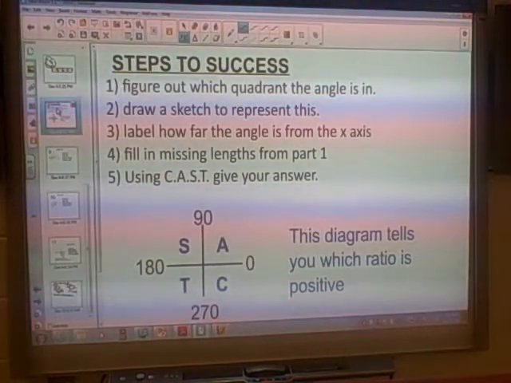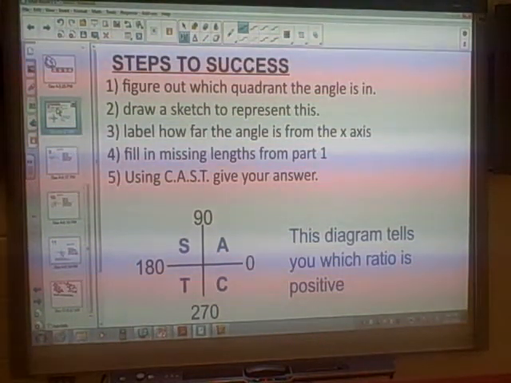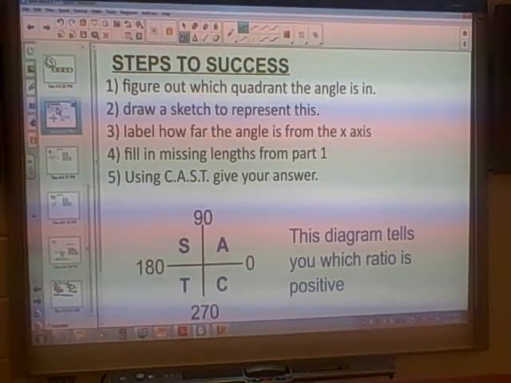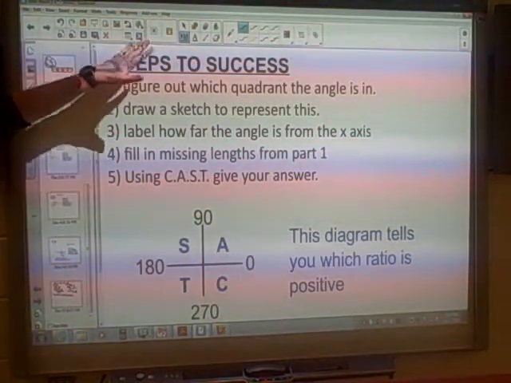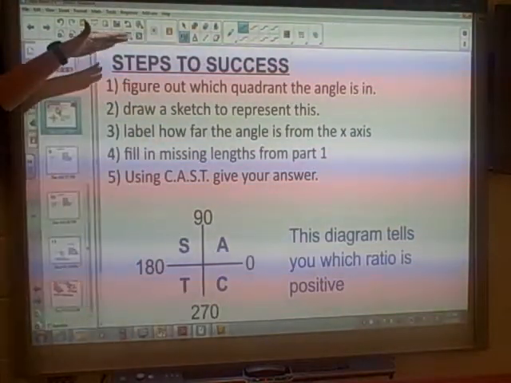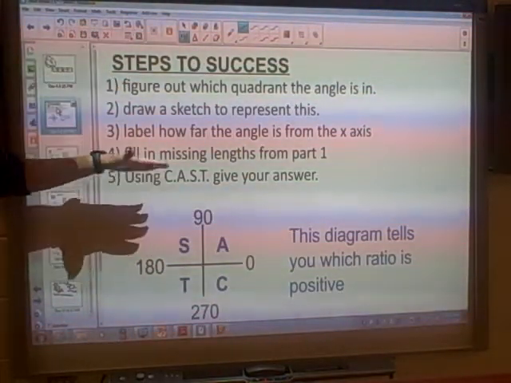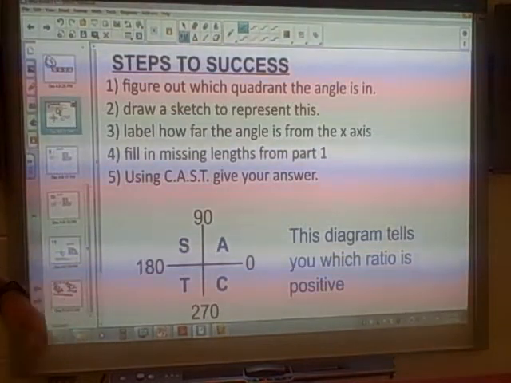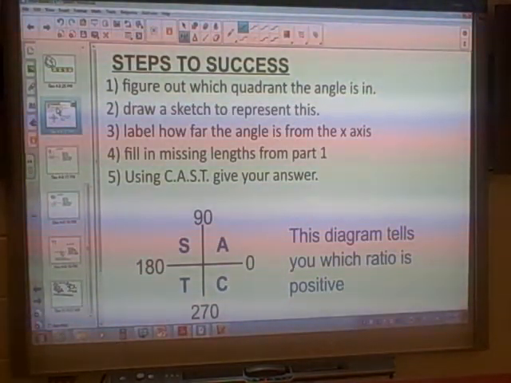Okay, so when we start looking at angles that are above 90 degrees and multiples of 30 and 60 and 45, then we need to start doing something slightly different. So CAST is something we're going to use. You might want to pause the video at this point and actually copy down these 5 steps, and I'll talk about how you actually use those in answering questions.